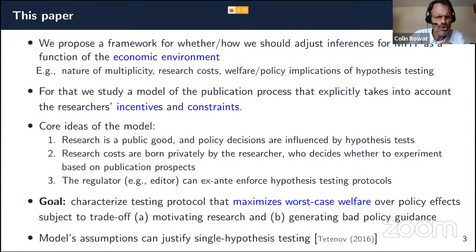Can I ask, so does the researcher, or does the editor or the researcher, have to know what the possible policy consequences are at the time of the publication decision?